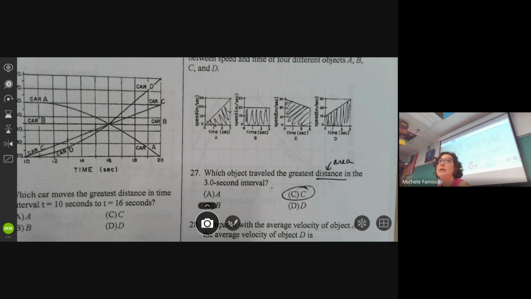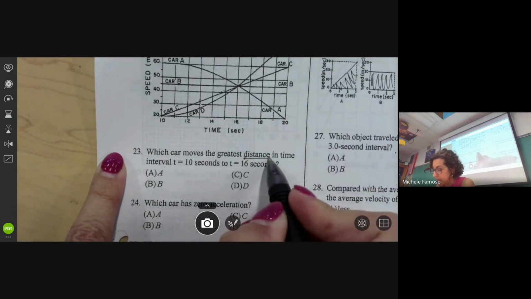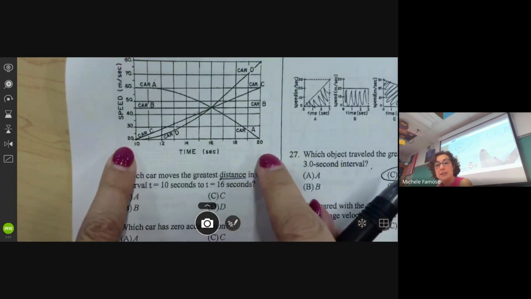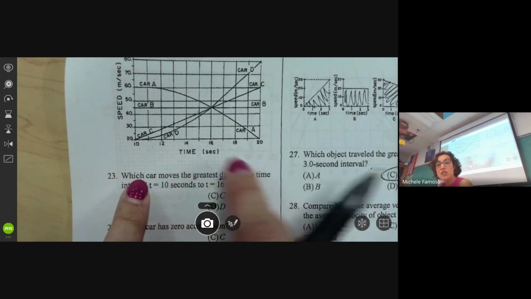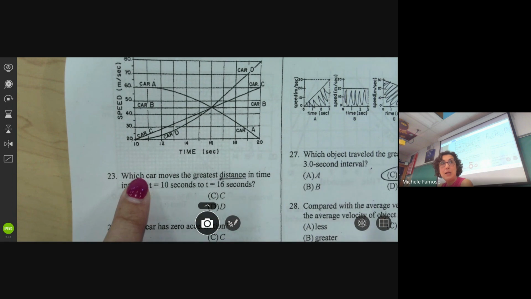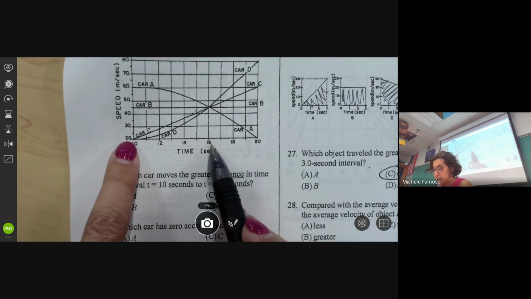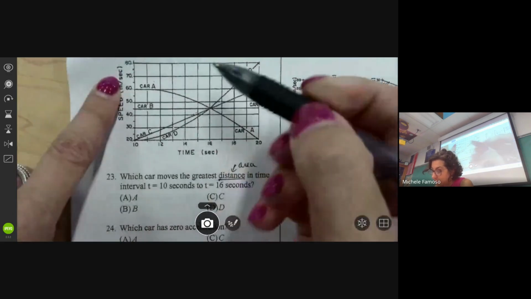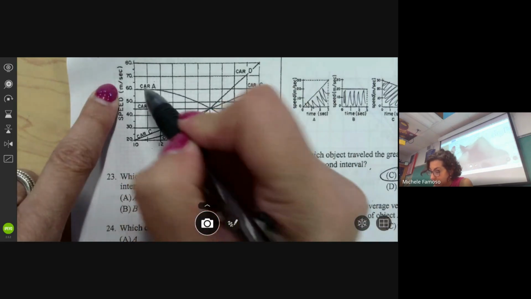Anything else? Khalees? 23? Same thing. Which one is traveling the greatest distance from 10 to 16 seconds? Now, we're not showing you the horizontal axis. These are speed time graphs. So the 0 axis is down here. So I'm just going to shade in what I can. And whichever one gives me the biggest shaded area between 10 and 16 seconds has the greatest distance, because this is a speed time graph. So I can tell you right now it's A, because look at where A is. It's the highest one up.